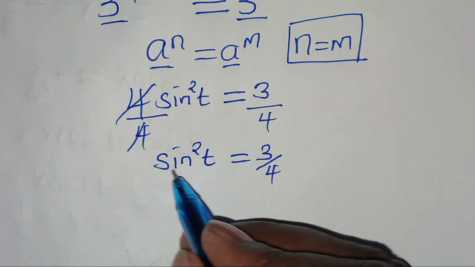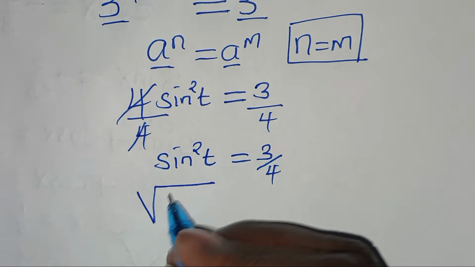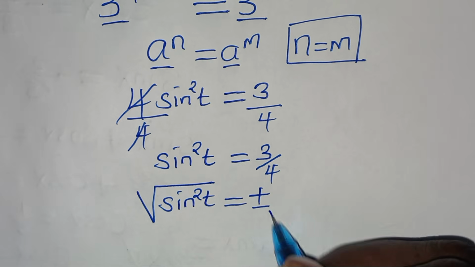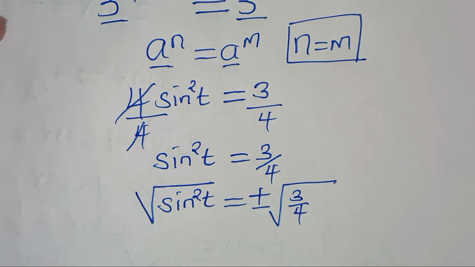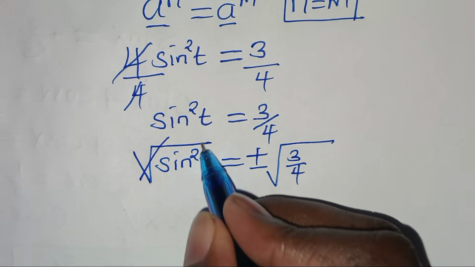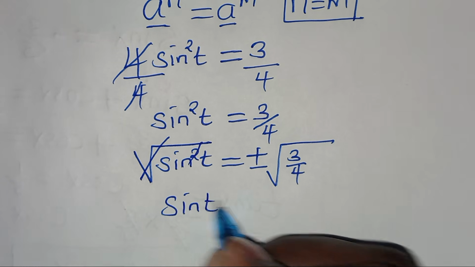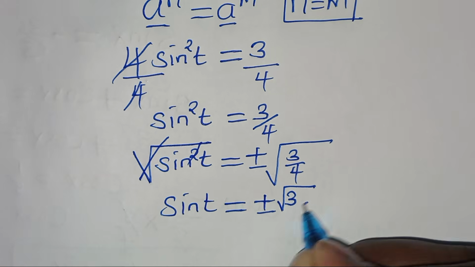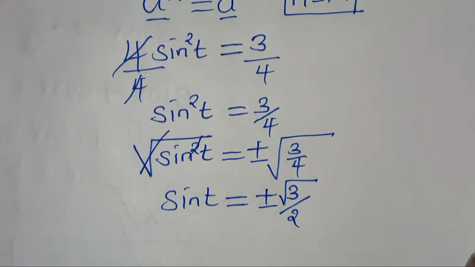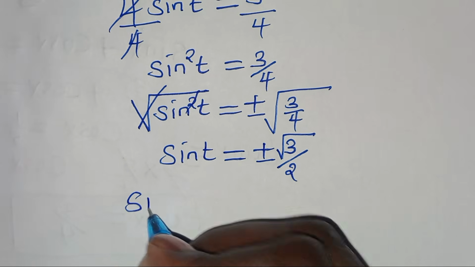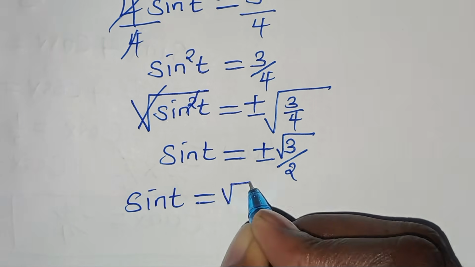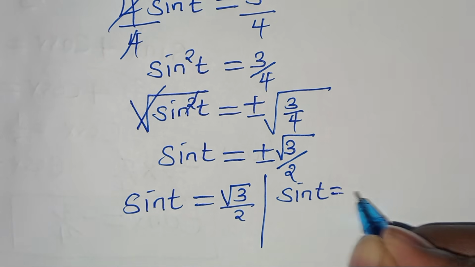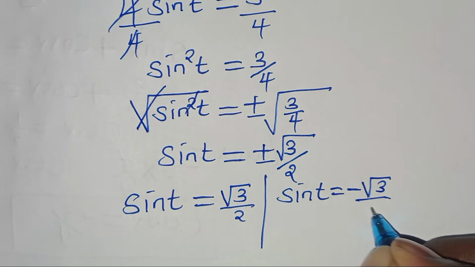Now to solve for sine t, let's introduce a square root on both sides. We have the square root of sine squared t equal to plus or minus the square root of 3 over 4. Now let's eliminate the square root sign, so that sine t is equal to plus or minus square root of 3 divided by square root of 4, which is 2. So we have two values of sine t: sine t equal to square root of 3 over 2, or sine t equal to negative square root of 3 over 2.